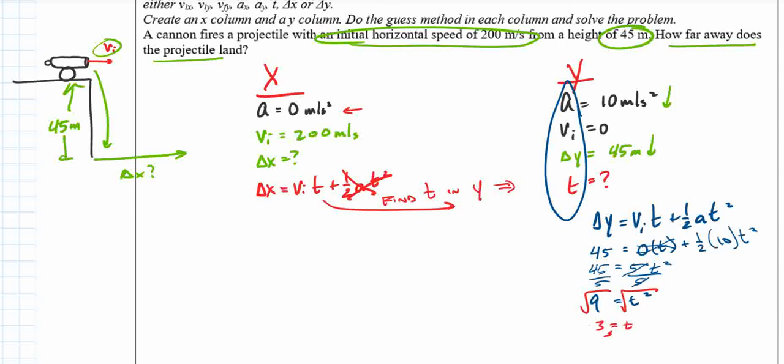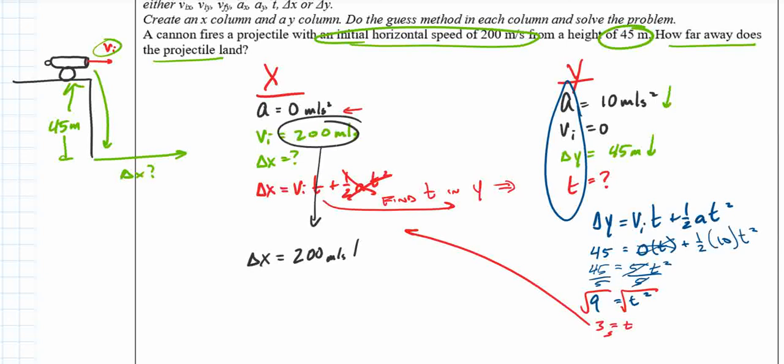That's my time. Put it back in over here. So for this problem, delta x is going to be the initial velocity, 200 meters per second. Again, we have to use our x information here, times the time of 3 seconds. So our delta x comes out to be 600 meters.